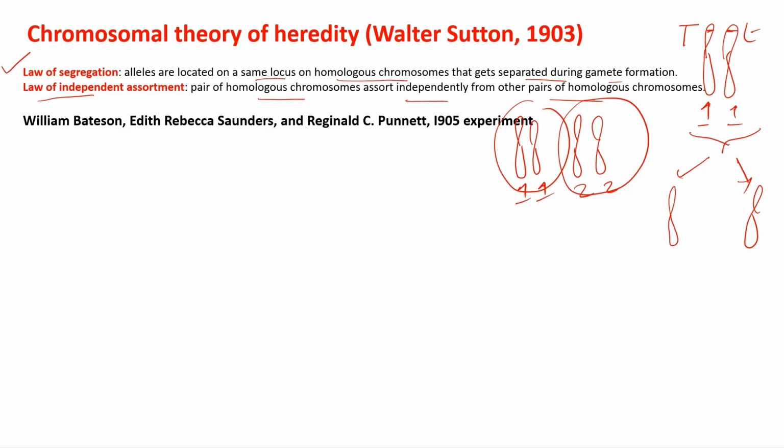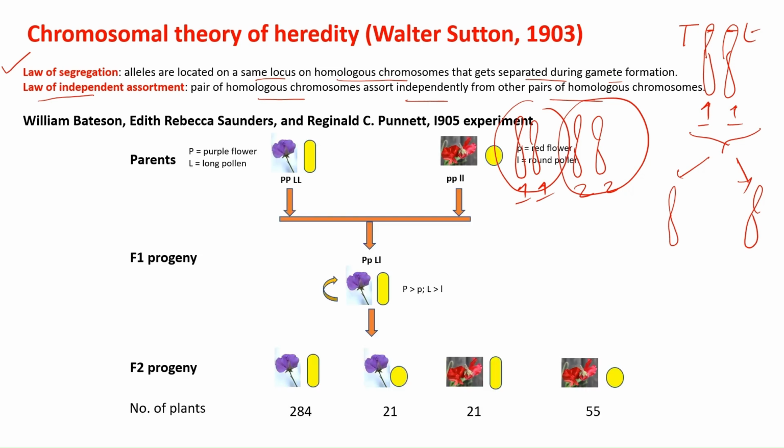Now, in 1905, one experiment was conducted by William Bateson, Rebecca, and Punnett. What is this experiment all about? They crossed parents with capital P, capital P, capital L, capital L, P for purple, L for long, with small p, small p, small l, small l. Here, small p is for red and small l for round. So capital P and capital L, that is purple and long, are dominant over red and round. When crossed, the F1 generation is capital P, small p, capital L, small l.